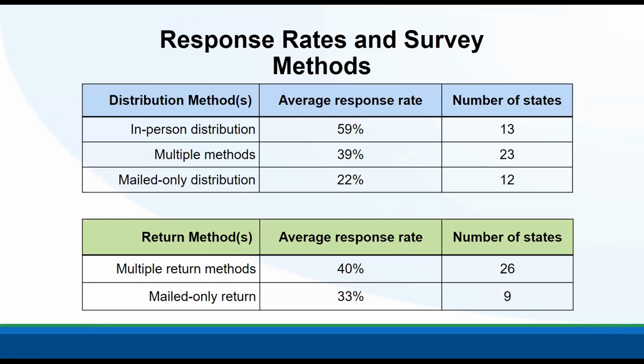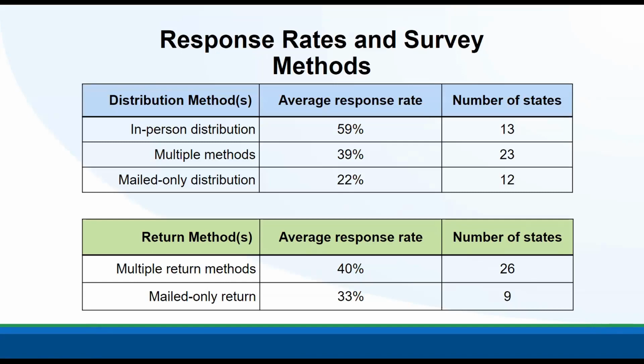But so for the group of states that are using an in-person distribution taken together, those 13 states' response rate together averaged 59%. So quite a bit higher than the national mean that we saw. States using multiple methods together averaged 39% response rate, and then as a group, states that are only doing a mail distribution are falling below the national mean with an average of 22% among that subset of states.